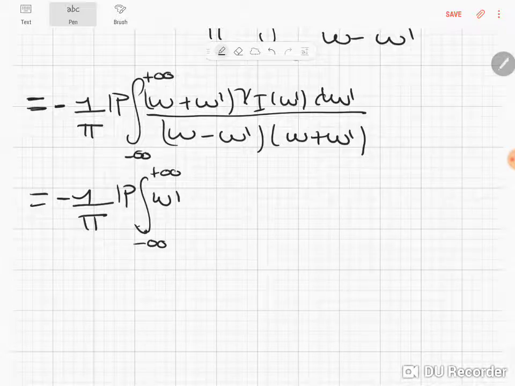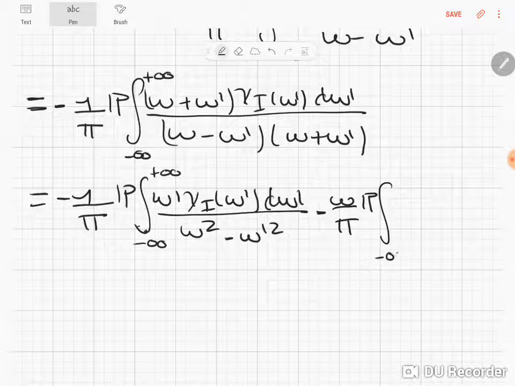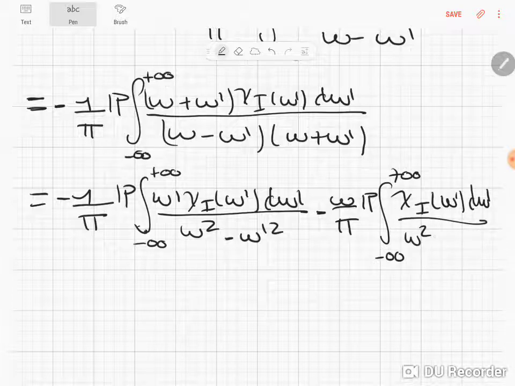of omega prime chi I of omega prime, d omega prime divided by omega square minus omega prime square, and then this is minus omega divided by pi principal value of the integral from minus infinity to plus infinity of chi of omega prime, d omega prime divided by omega square minus omega prime square.